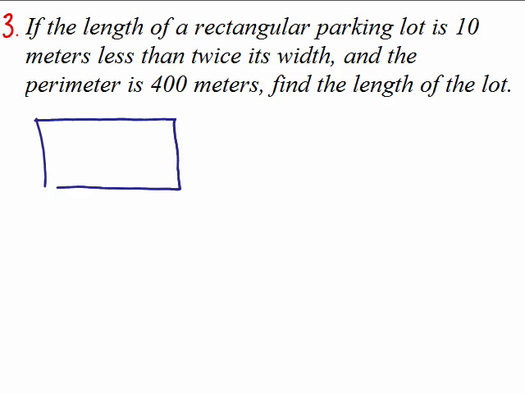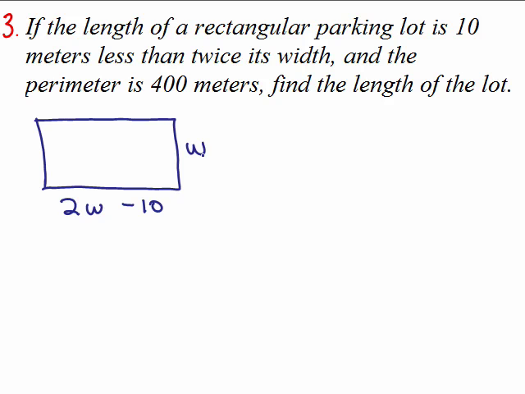So it's like a rectangle here. And it says the length of the lot is 10 meters less than twice its width. So I'd have to know the width in order to write down the length. So if you draw a picture, that's one way of defining your variables. How about we call the width, which is the shorter side, W? Then the length is 10 meters less than twice its width. So that means I'm going to take away 10 from something, and that's going to be away from twice its width.